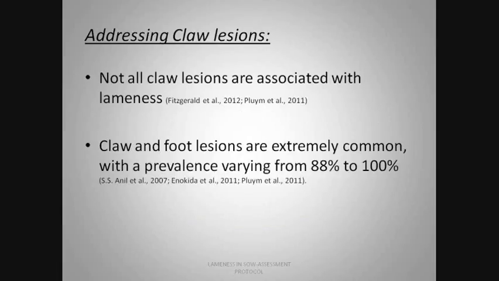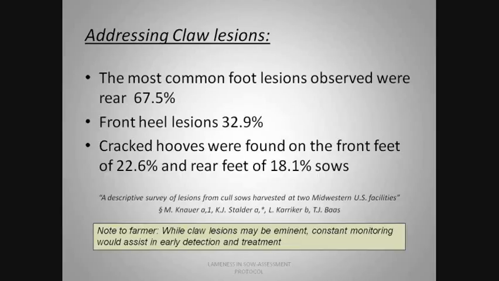Claw lesions. Claw and foot lesions are extremely common, between 88 to 100% of sows. Not all claw lesions are associated with lameness. In a survey, 67.5% of sows had common foot lesions at the rear, whereas 32.9% had front heel lesions. Cracked hooves were found on the front feet of 22.6% and 80.1% on the rear feet of sows.